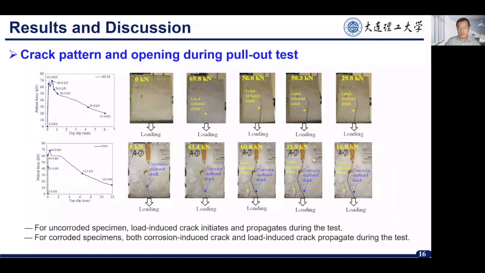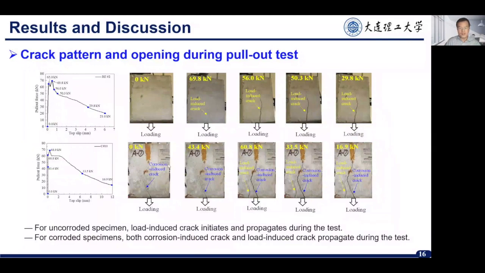And also during the pull-out test, we recorded the surface conditions of these specimens. So this just shows the uncorroded concrete specimens. And this is the pull-out force and slip curves at different load levels. And we can see here for uncorroded specimens, as load reached 9.8 kilonewtons, a crack initiates. And this crack propagates afterwards with an increase of slip.